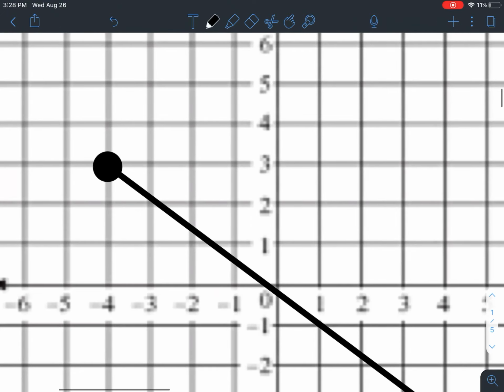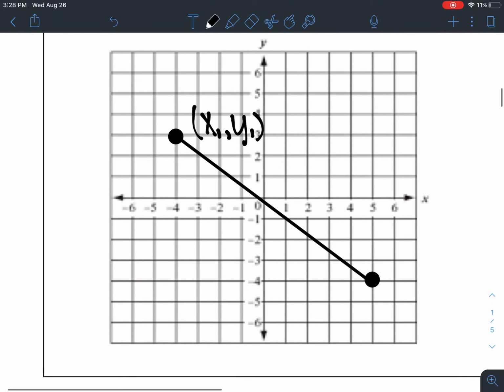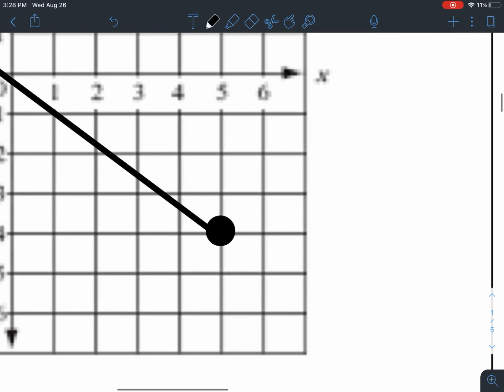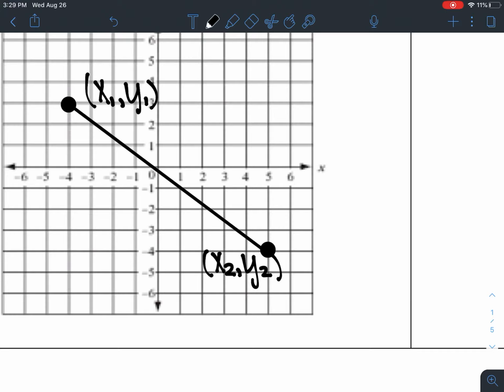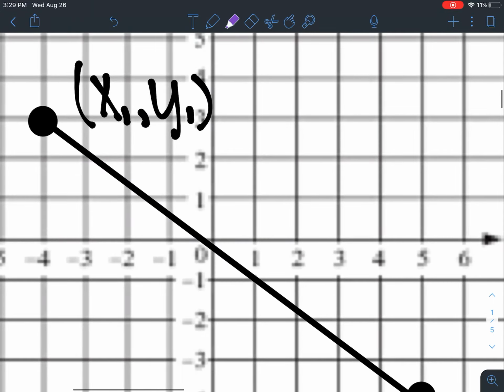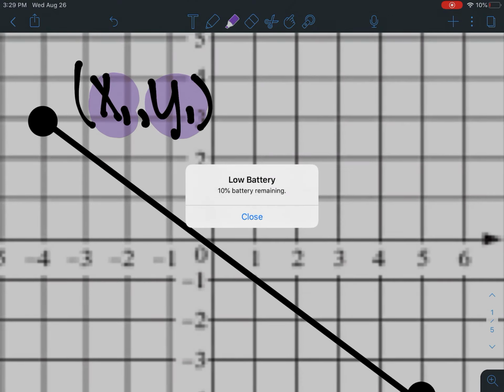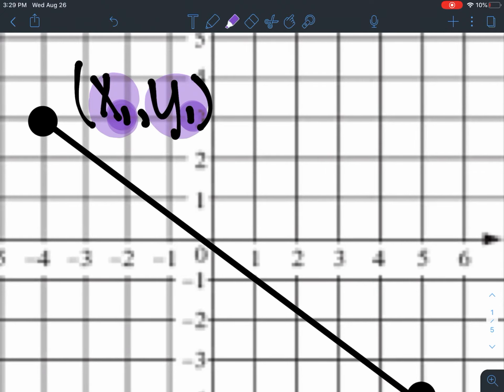So what we're going to do is label this first point, this top one, x1, y1. And then down here, we're going to label this x2, y2. And we could have switched them. It doesn't matter which one you label x1, y1, x2, y2, as long as you keep the numbers the same. Like we wouldn't name this x1, y2. You can't do that. But 1 and 1 is good, 2 and 2.